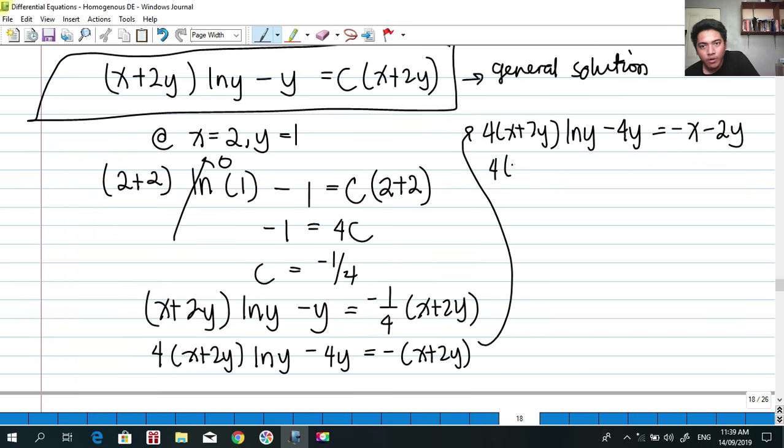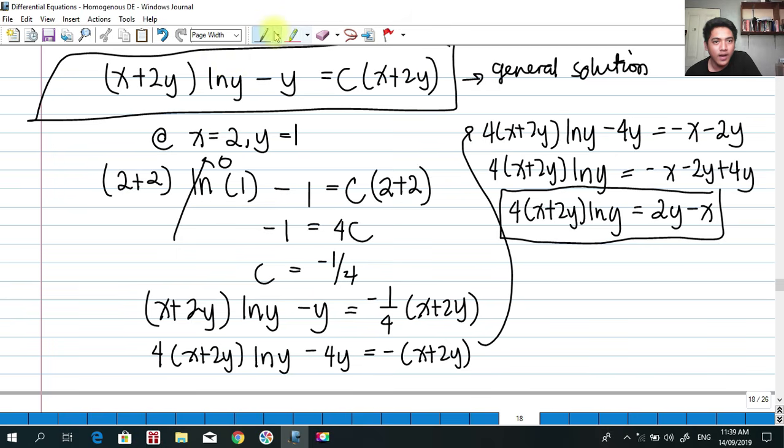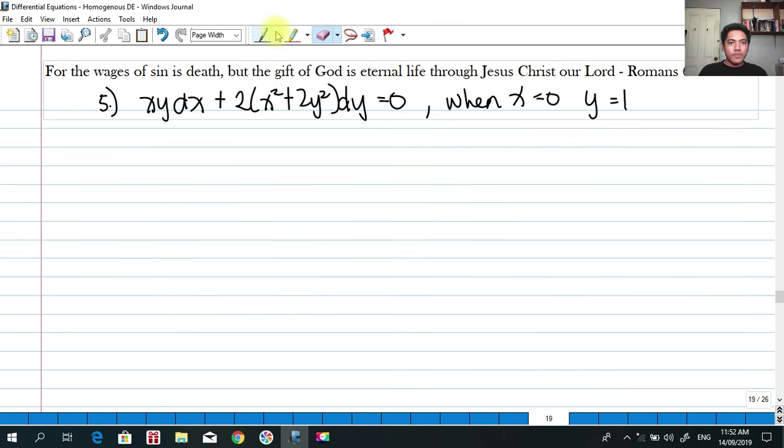If we combine like terms such that we transpose this to the other side of our equation, we have negative 2y plus 4y. We have an answer of 4 times x plus 2y, ln of y is equal now to, negative 2y plus 4y is 2y, and we have minus x here. So this should be our particular solution and our answer for this problem. Particular solution.